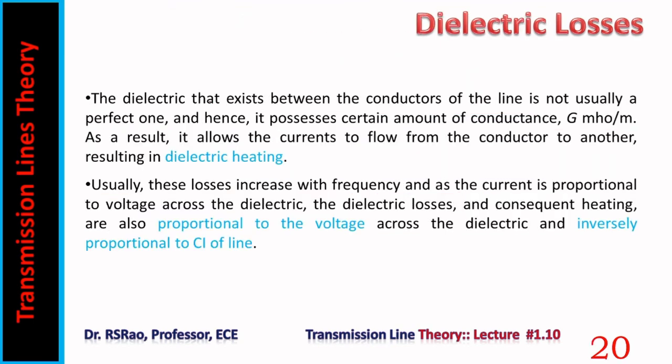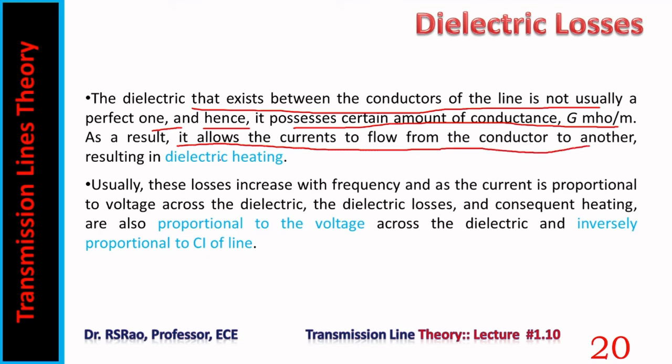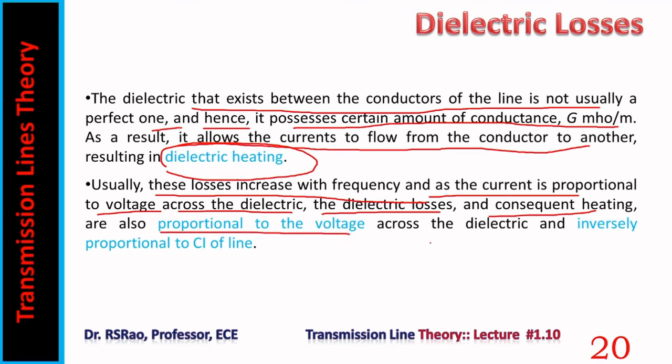Dielectric losses. The dielectric that exists between the conductors of the line is not usually a perfect one, and hence it possesses a certain amount of conductance G, mhos per meter. As a result, it allows currents to flow from one conductor to another, resulting in dielectric heating. There it is conductor heating, here it is dielectric heating. Usually these losses increase with frequency, and as the current is proportional to the voltage across the dielectric, losses and consequent heating are also proportional to the voltage across the dielectric and inversely proportional to the characteristic impedance of the line.